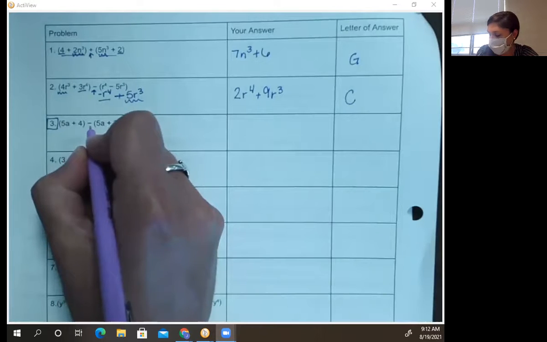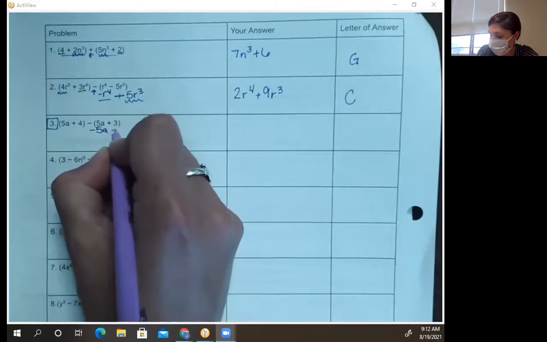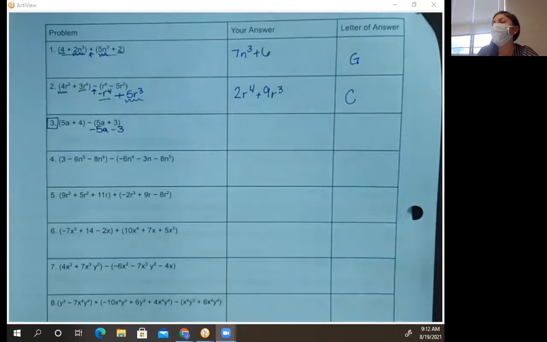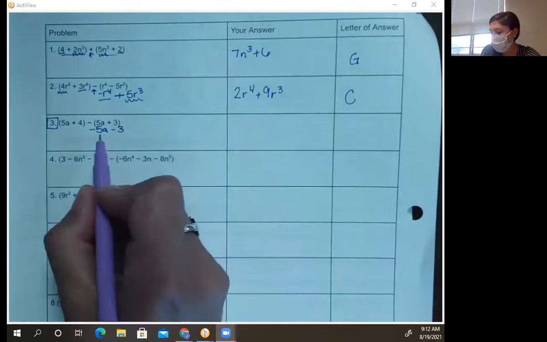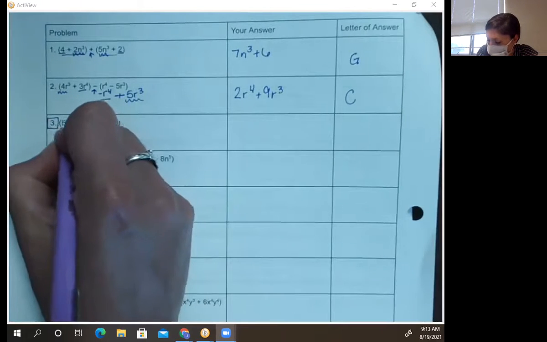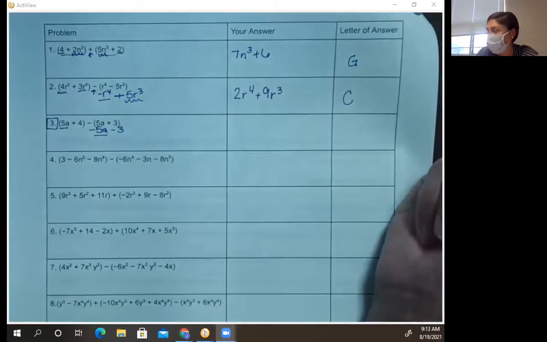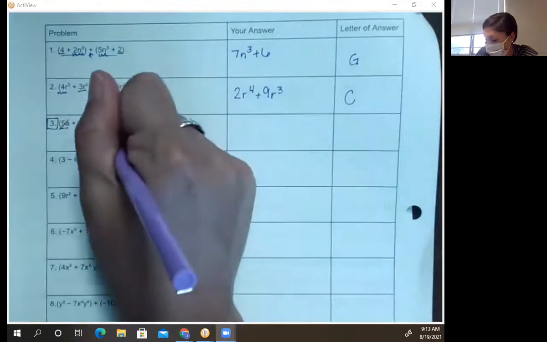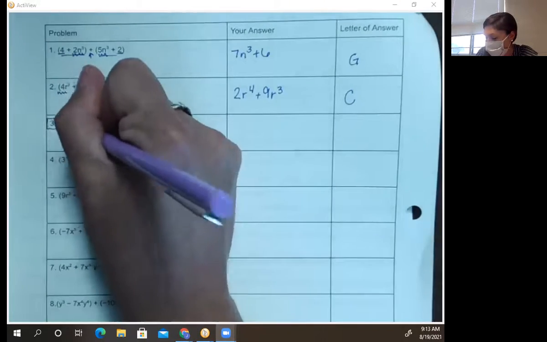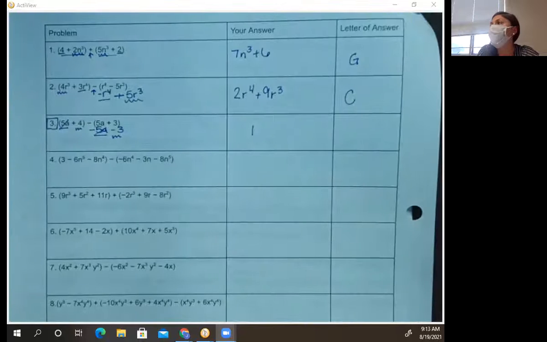Since this is subtraction, whatever term I'm subtracting, I'm going to change the signs on all of those pieces. Again, it's very easy to forget that I'm subtracting as I'm picking out those like terms to combine. That's why I rewrite it with those signs changed. And then when I actually combine my like terms here, 5a minus 5a means I have no more a's. Those are gone. And then I've got 4 minus 3. That gives me 1 for my final answer here.